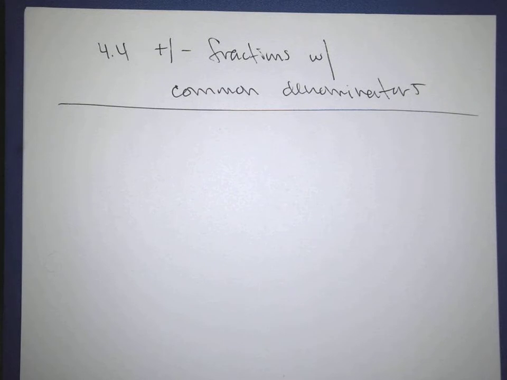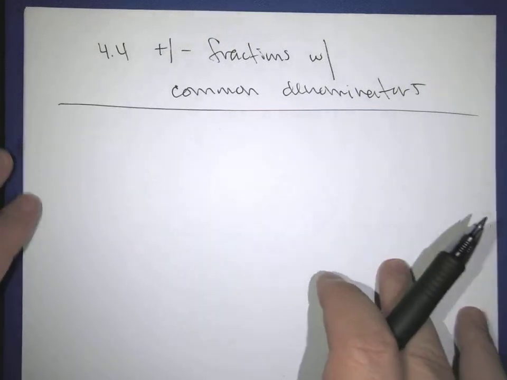Okay, welcome back. Section 4.4. We've done multiplication, division, we've done roots and exponents, so it must be time to do addition and subtraction. Those operations that normally come last. This is, of course, for fractions, and we're breaking this up. 4.4 is doing addition and subtraction with common denominators.